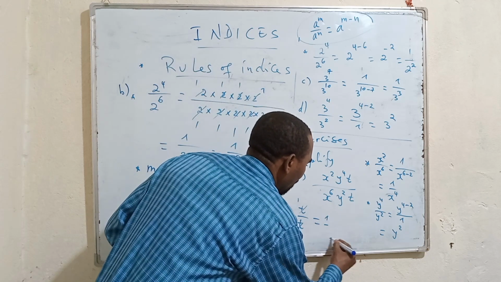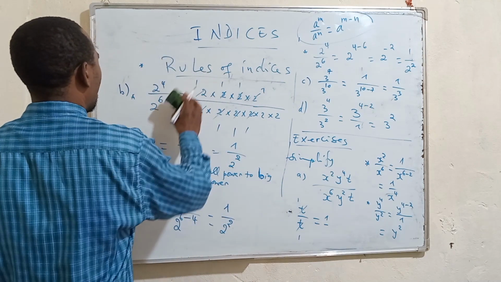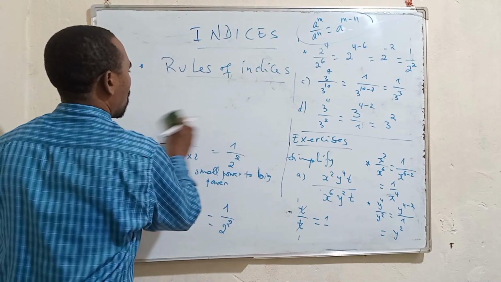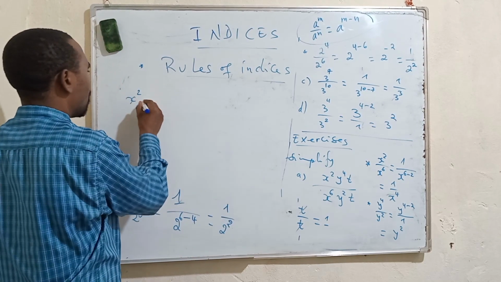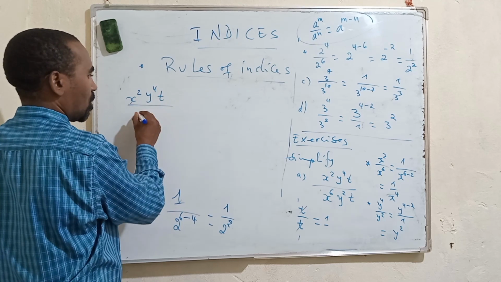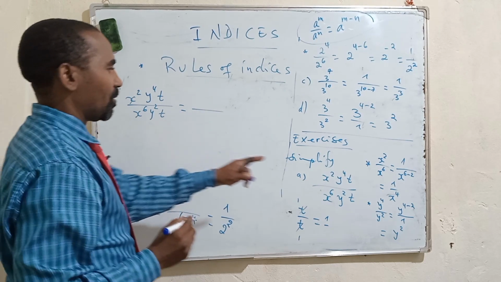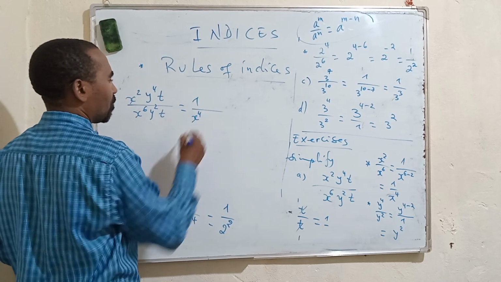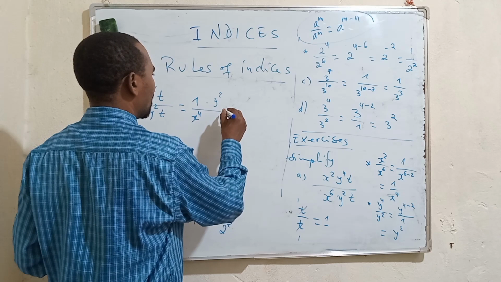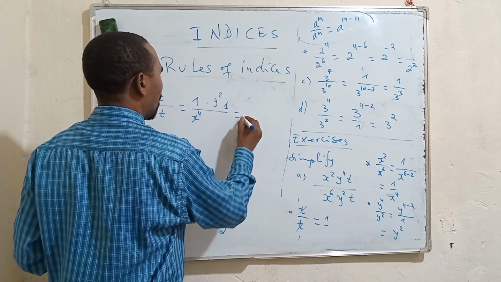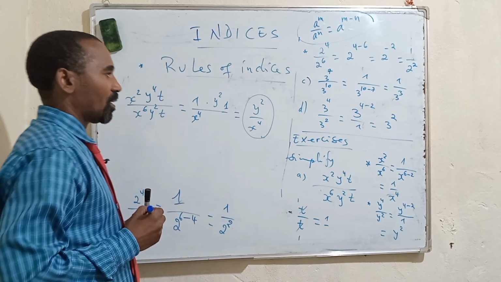Then finally, I combine my answers. The final answer of my equation: for x I got 1 over x power 4. For y I got y on the numerator, then for t it is 1. By multiplying, I get y power 2 over x power 4 as my final answer.